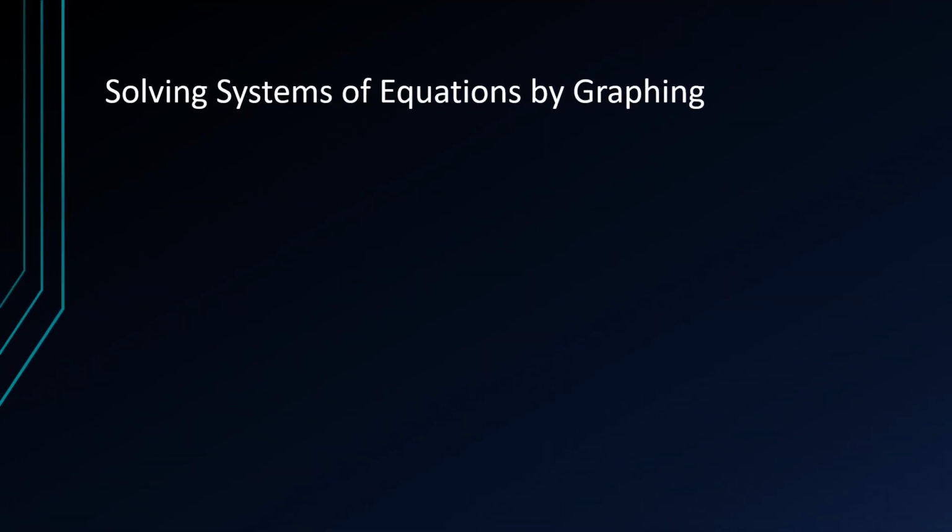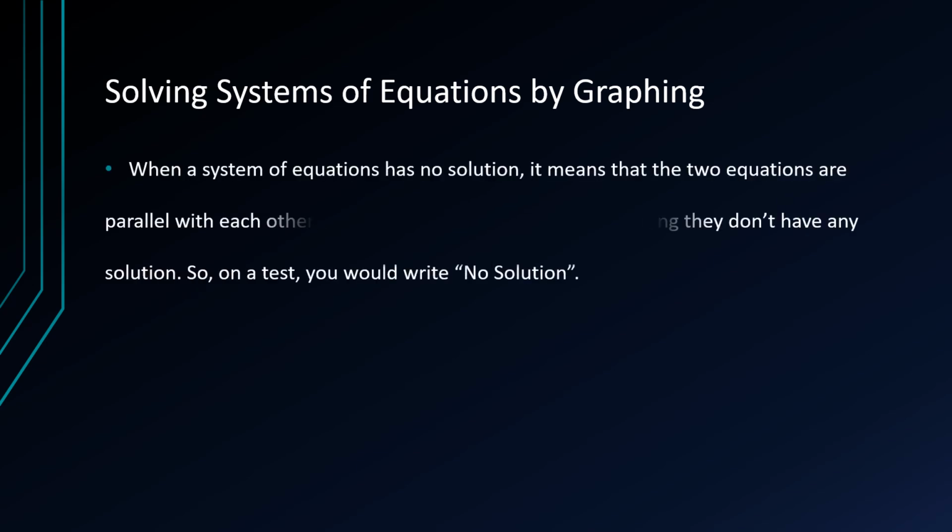In most cases, a system of linear equations will have one solution. In other cases, a system will be said to have no solution, or infinitely many solutions. When a system of equations has no solution, it means that the two lines are parallel to each other, meaning they never meet, also meaning they don't have any solution. So on a test problem, you would write no solution.